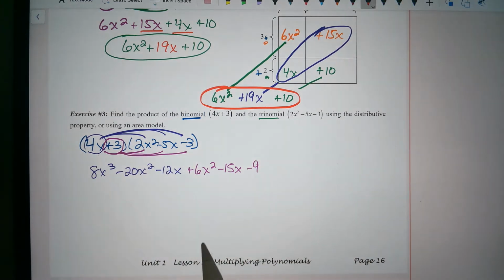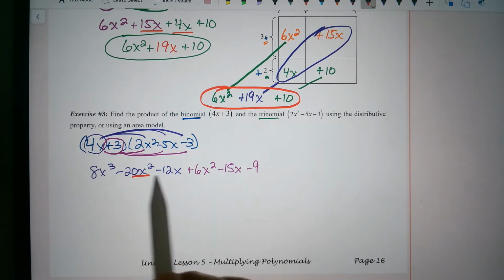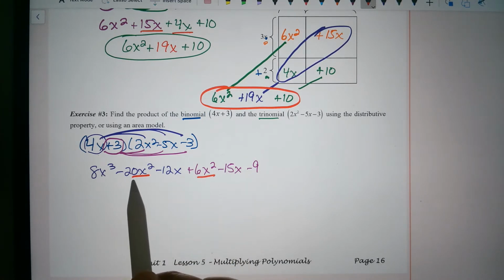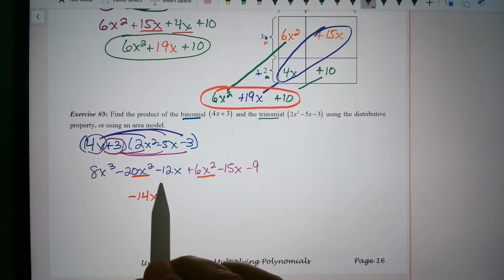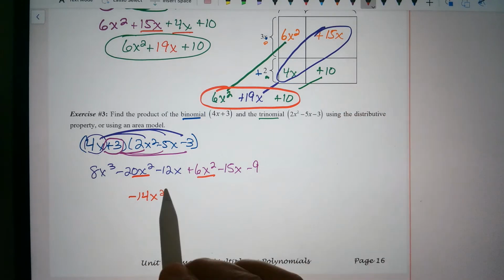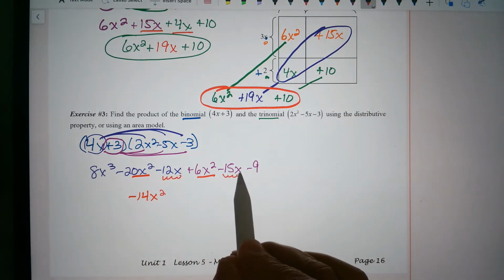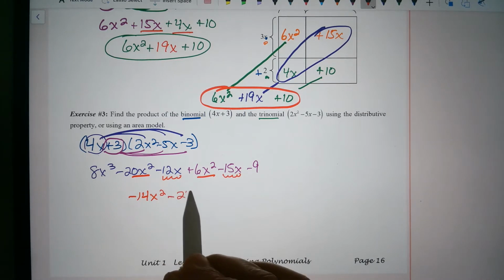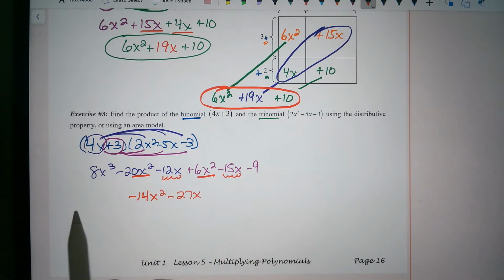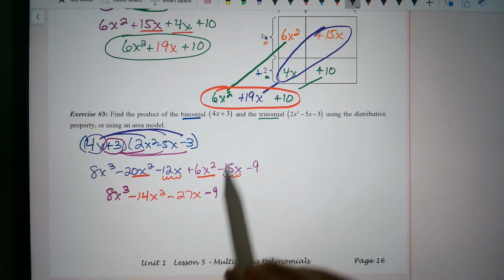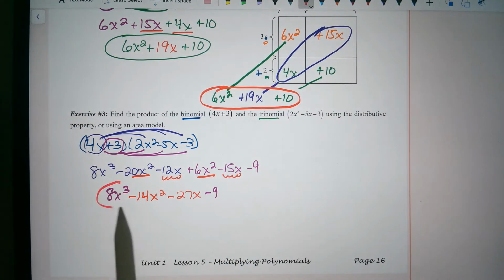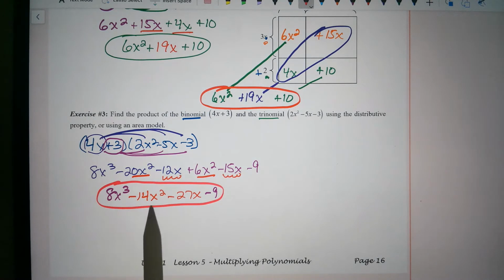And then we look for any like terms to combine. Our x squared terms are here. Negative 20 and positive 6 is negative 14x squared. Negative 12x and negative 15x is negative 27x. And let's bring down our 8x cubed and our minus 9 constant. So here we have our final answer, which is a polynomial of 4 terms.